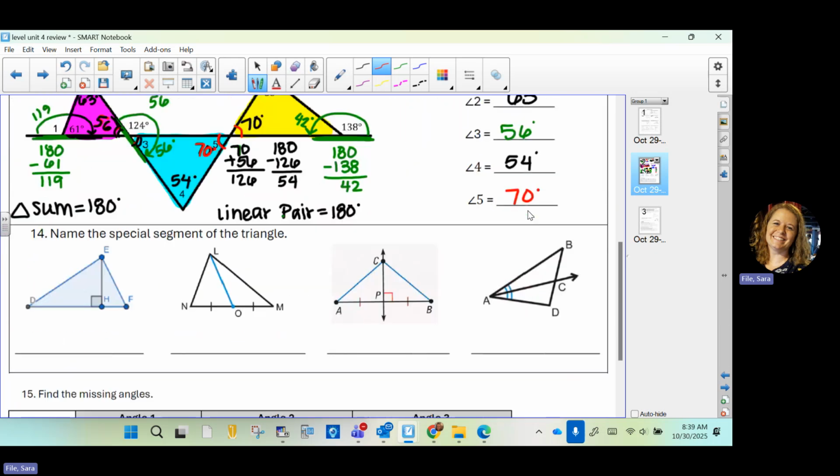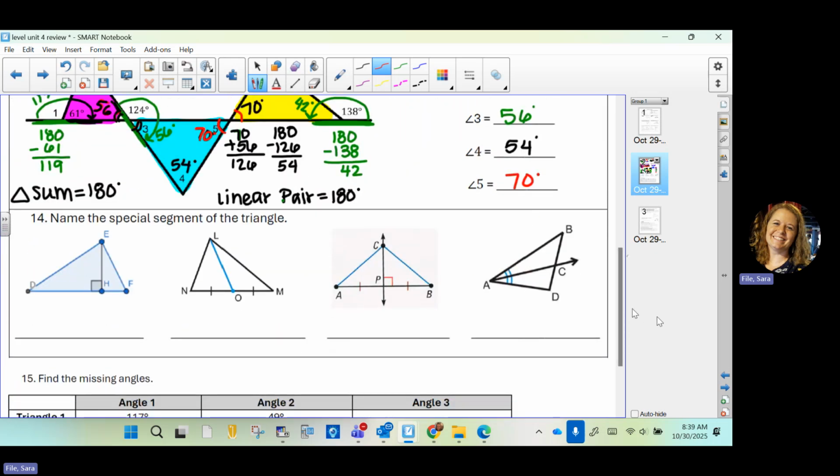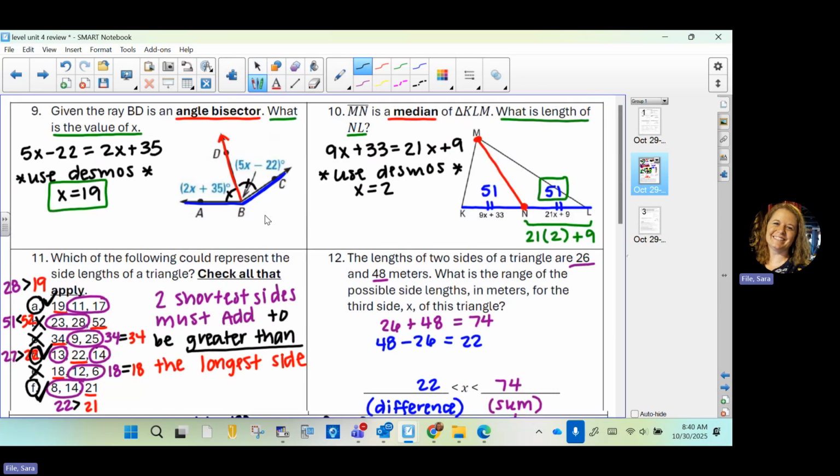So which one of these looks like a median? It connects a vertex to the midpoint of the opposite side. That second one, see, it's a vertex. And I know that this is a midpoint because of these markings. So vertex to midpoint is a median. If you want to write under that, vertex to midpoint, and abbreviate midpoint.